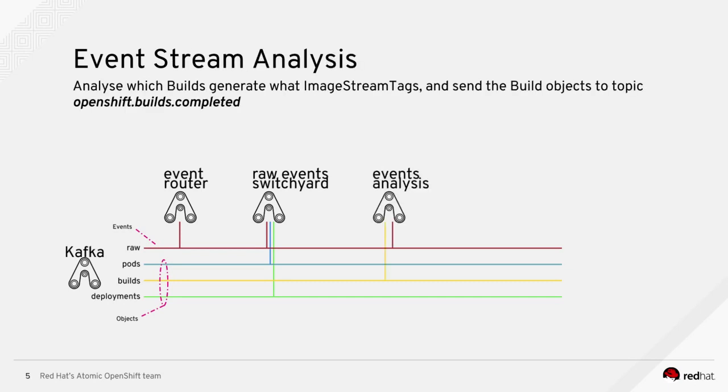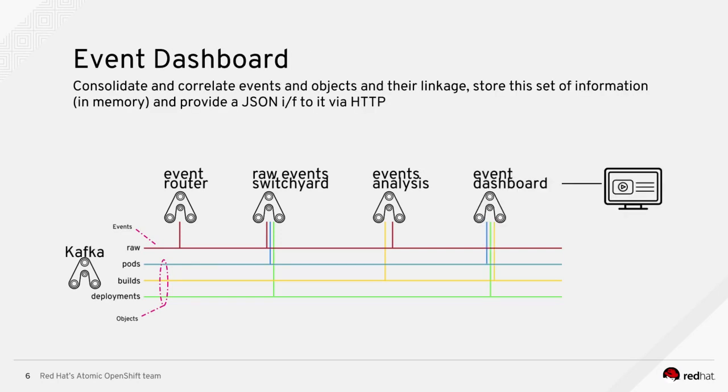The third component is event analysis. This is a microservice which is again listening for the raw events and is analyzing the OpenShift builds. So whenever a build has finished, I'm looking for this event on the raw topic, and I'll pick up the build and its log and send it to the corresponding topic in Kafka.